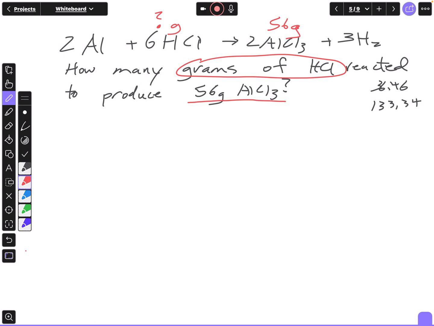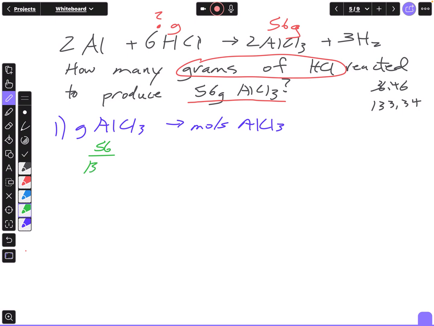So to go through those 3 steps, my first step is I want to go from grams given in the problem. So I want to go from grams of AlCl3 to moles of AlCl3. The way I do that is I take the grams that are given to me in the problem. That would be 56 divided by the molar mass of AlCl3, which I've already calculated. You'll have to calculate the molar masses on these problems, but I've already done that.